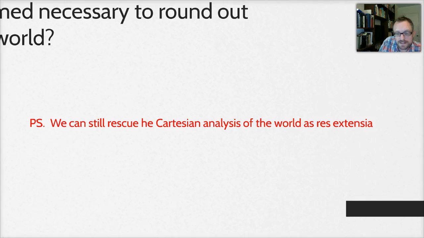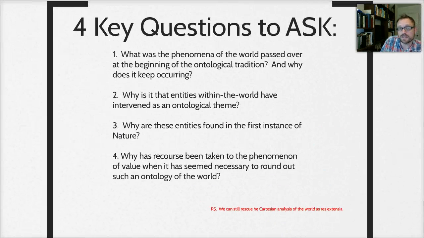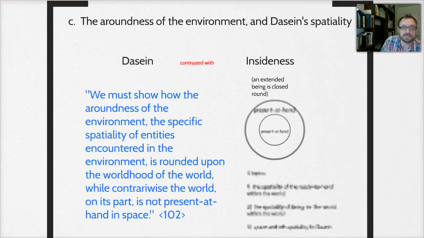So there's a sort of nod to the master there, as it were, in which it's clear that the spatiality of Dasein, there is a way in which there is extension. And so is there a way that we could rescue, as it were, an existential analysis out of Descartes' work? Now, this moves to the third section of the third part, the worldhood of the world, and that concerns the aroundness of the environment and Dasein's spatiality. And to be honest, this is when things really start getting interesting in Being and Time.